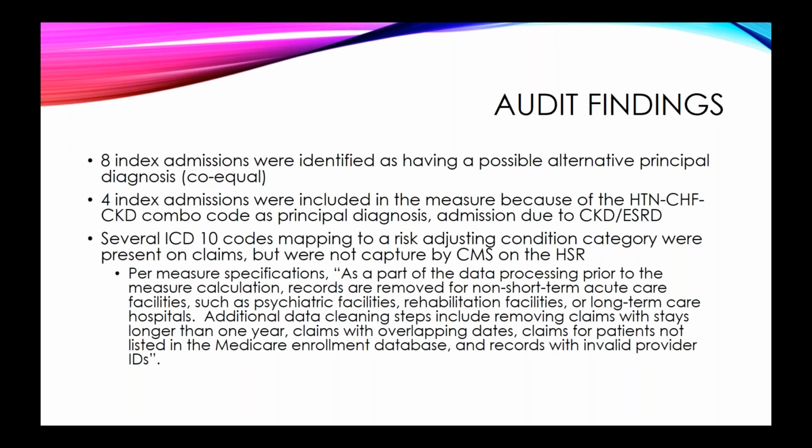prior to measure calculation, records are removed for non-short-term acute care facilities such as psych facilities, rehab facilities, and long-term care hospitals. Additional data cleaning steps include removing claims with stays longer than 1 year, claims with overlapping dates, claims with patients not listed in the Medicare enrollment database, and records with invalid provider IDs. So there's a lot of different reasons why some of our claims could get scrubbed and we could lose some of our HCCs. So it's just very imperative that we are picking up whenever it's appropriate, in case something should get scrubbed off, or in case somebody puts a wrong provider ID in there and we lose those HCCs.